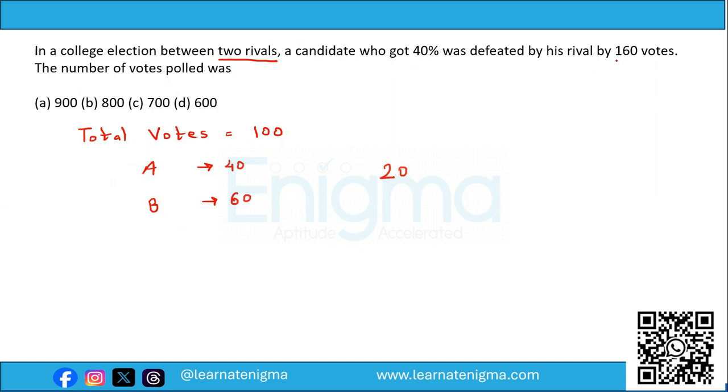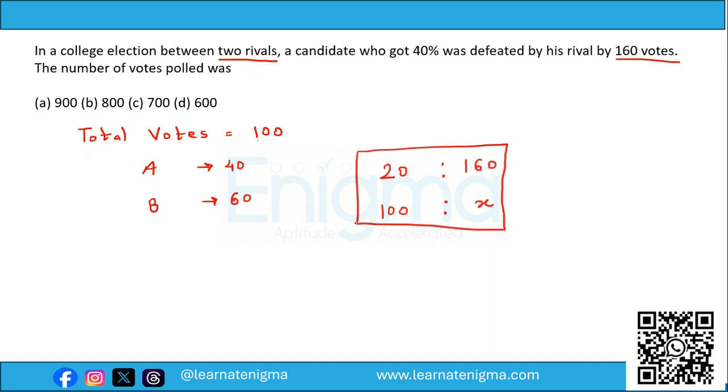But in the actual question, it is given that A is defeated by 160. So this 20 corresponds to 160. Now, when you have the difference between the two votes as 20, the total votes were 100. So you can form a simple ratio like this. 20 is to 160, 100 is to x.